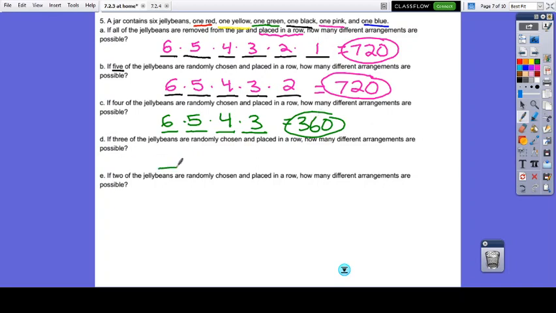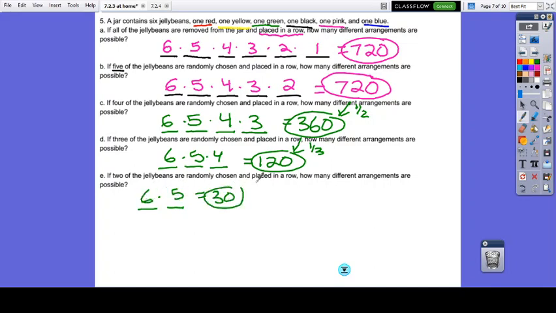Okay, letter D, if there's 3, a 6, a 5, and a 4 is what we have. We had 6 in the beginning, we then had 5, we then had 4, and this is going to take us to 120. This is a third as much. Okay, this one was a half as much. This was a third as much because we took away that times 3. And then if we move down to just 2, 6 times 5 is going to give us 30. This is a fourth as much because we took away that times 4. You can see how that's decreasing as you go through there, as the possibilities that come out, because you're only choosing 2 jelly beans. You're not choosing a whole line of them.